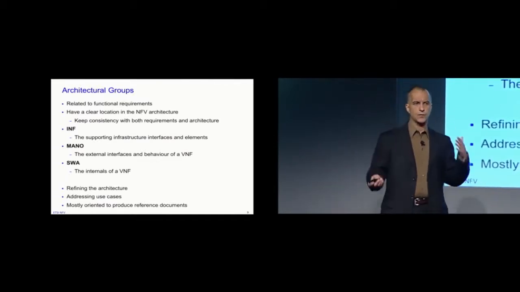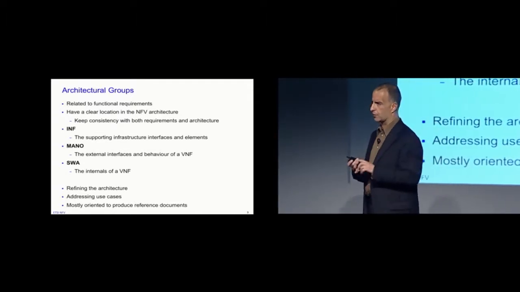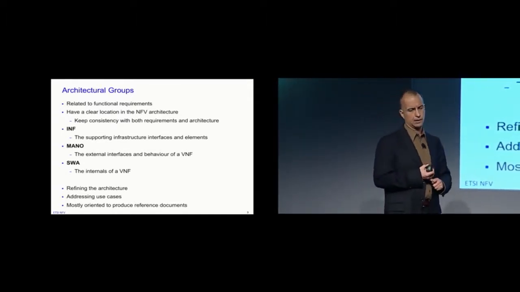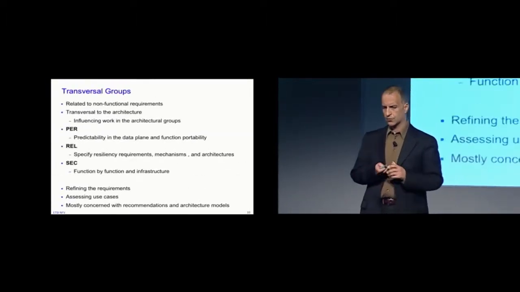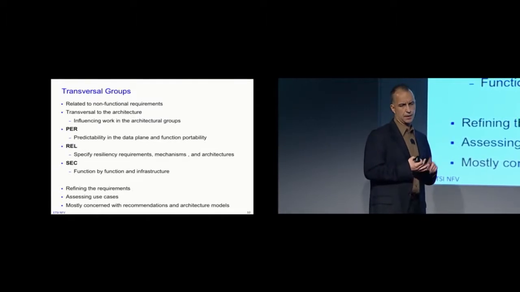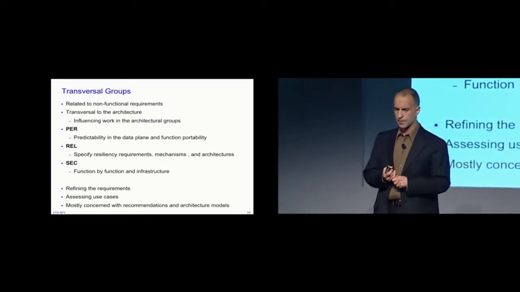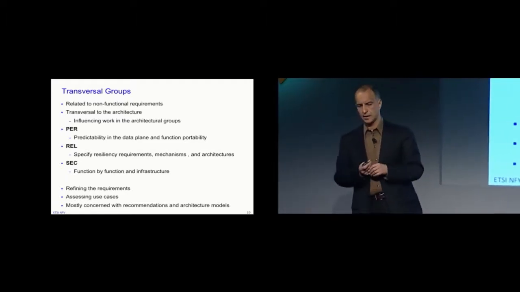The working groups are divided into groups. We have the architectural groups: the infrastructure, the management and orchestration, and the software group. They deal with the functional requirements for NFV. And we also have the transversal groups, which are performance, reliability, and security, related to non-functional requirements. The last two groups, reliability and security, are actually expert groups.